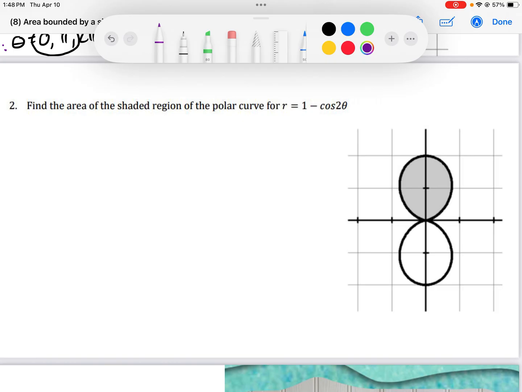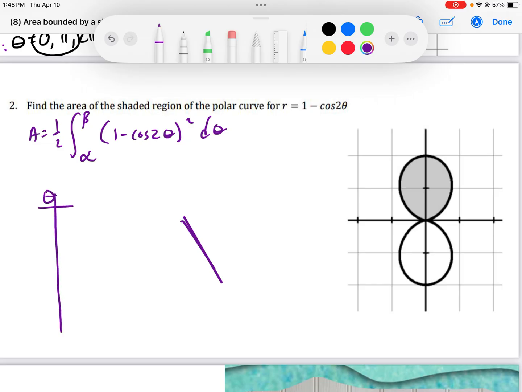So to confirm that, first I want to say area is equal to 1/2 the integral from alpha to beta. Alpha and beta are my angles, my thetas. And it's the r number, 1 minus cosine 2 theta squared d theta. All right, let's make sure we understand what's going on here. If I plug in 0 for theta, I get 1 minus cosine of 0. Cosine of 0 is 1. So it'd be 1 minus 1, which is 0.